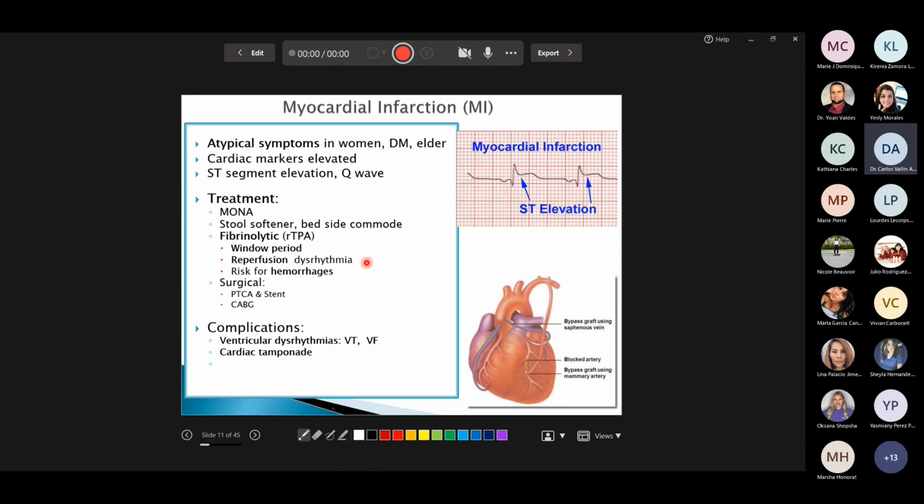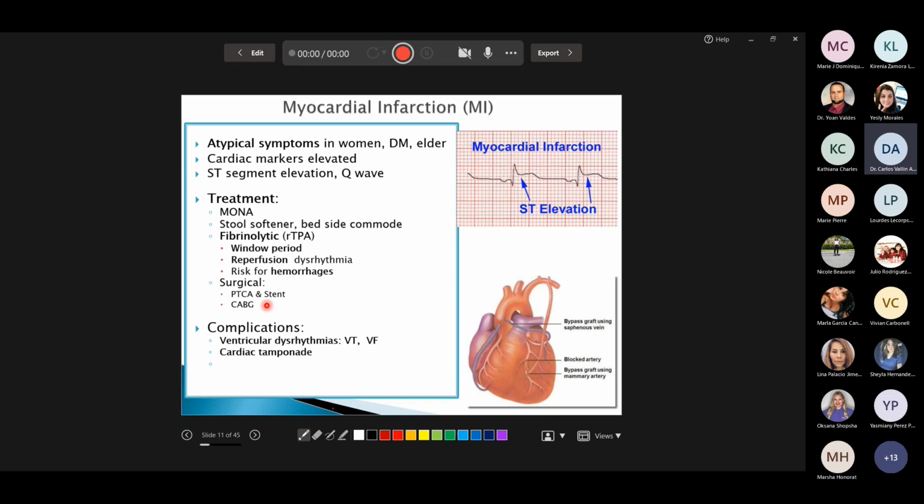Yes? It's expected that if the dissolution of the clot is successful, the flow in this necrotic area or ischemic area of the heart is reestablished by the reperfusion, by the thrombolytic therapy. This is going to produce cardiac dysrhythmia. So the patient needs to be on a monitor and probably the doctor will indicate amiodarone, etc.